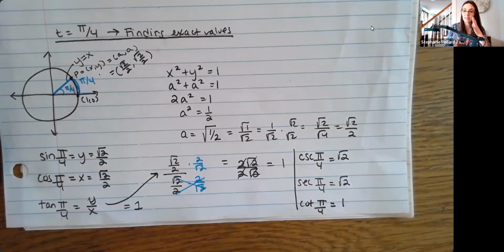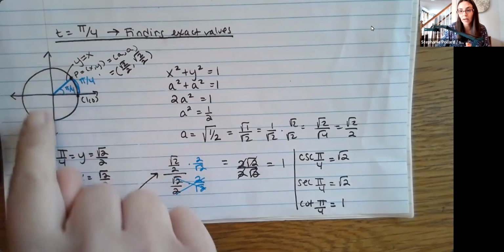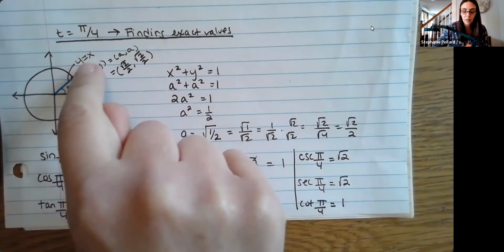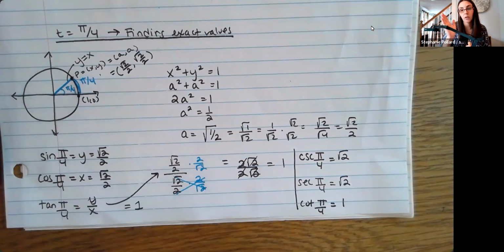So you do have exact values for pi over 4 now that you can use as you're going through. But again, this was a really special case because it's not easy to find those points on the unit circle sometimes without extra information. Here we had to use the idea that pi over 4, because it's at a 45-degree angle, would actually be on the line y equals x, which may not be obvious, but that's why we can find it.